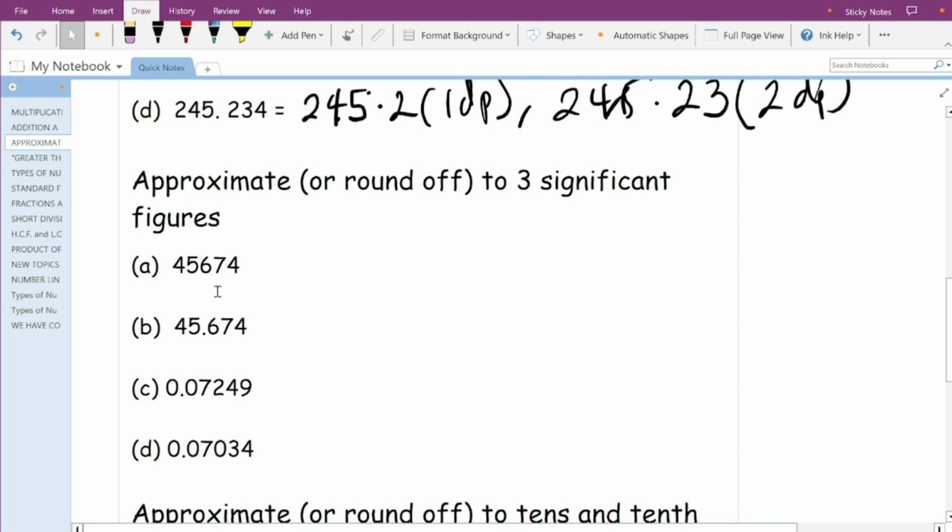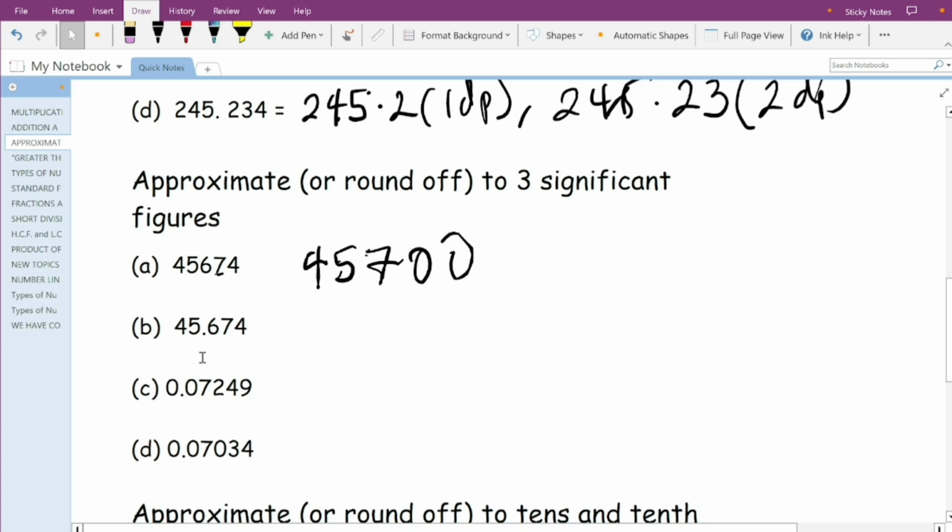But in this case, since it's not decimal, when we are rounding it off and it's a whole number, we don't throw away this 7 and this 4. We turn them to zeros. So we have the answer to the first question as 4, 5, 7, 0, 0. Because of this 7, we have to add 1 to this 6, then turn this into 0, 0. So to 3 significant figures, we have the answer to the first question as 45,700.